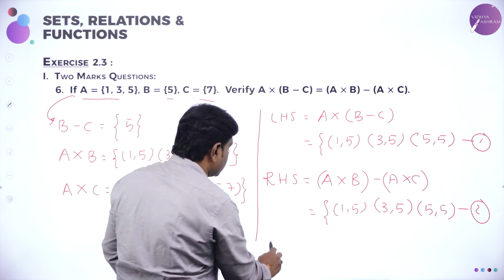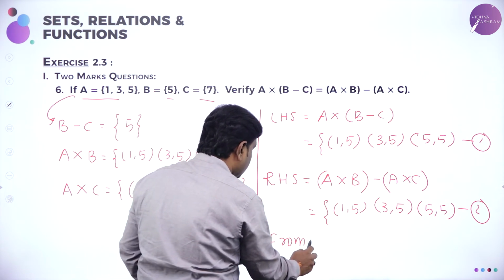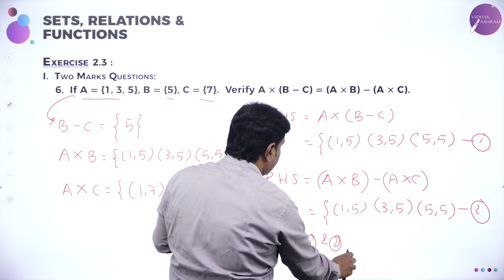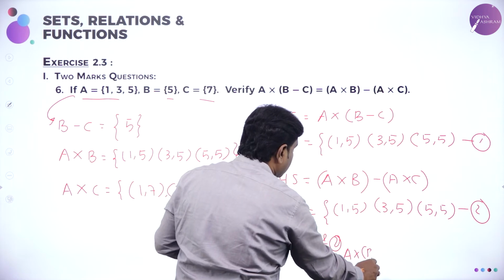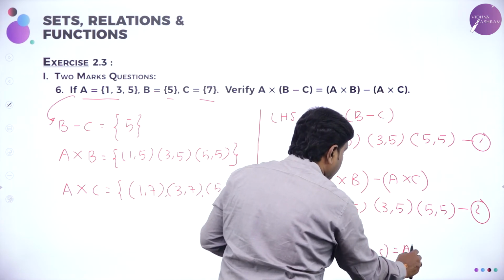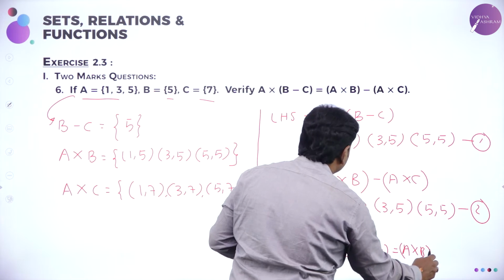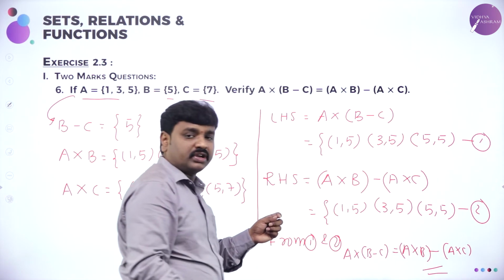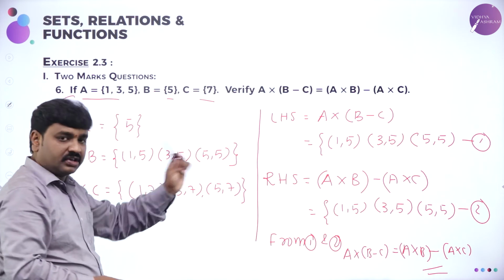So now from 1 and 2, what is the conclusion? From 1 and 2, LHS is equal to RHS. LHS equal to RHS means what? A cross (B minus C) is the same as (A cross B) minus (A cross C). Hence the proof. They want you to verify, we got it. We verified, it is true.